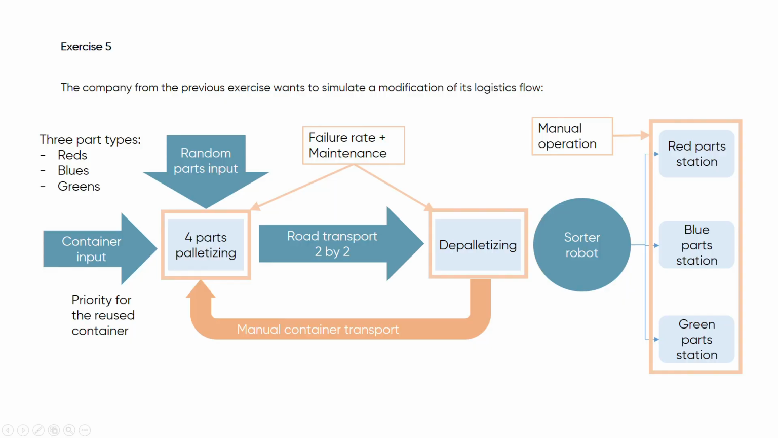Specifically, with respect to the exercise in the previous video, we are going to add operators to the parts of the flow that appear highlighted in orange. On the one hand, we will make both the container transport and the production of the three stations manual, and we will add failure rates to the palletizing and depalletizing stations that will require maintenance.